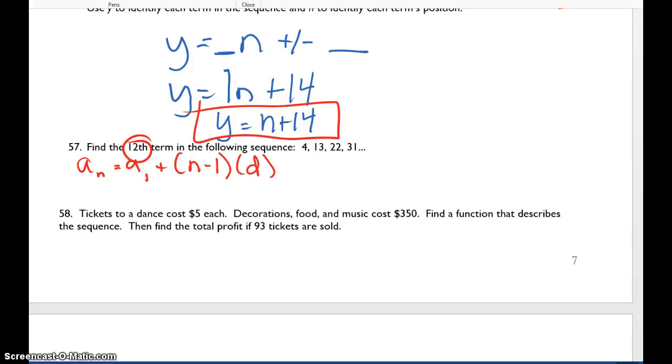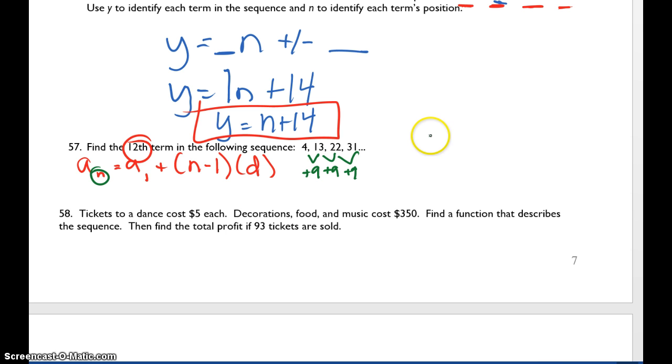So of course, first let's find the common difference. That's always the easiest for us to do. To get from 4 to 13, I add 9. To get from 13 to 22, I add 9. From 22 to 31, I add 9. So I know for a fact that my d equals 9. My a sub n is what term I'm trying to find.